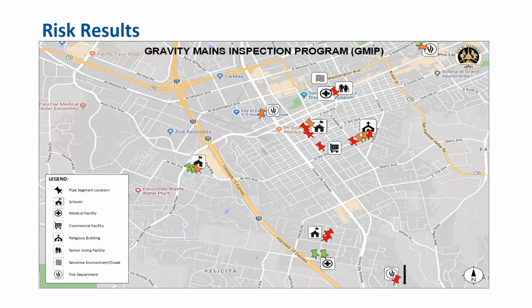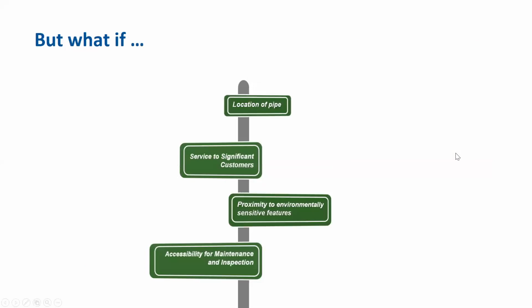So really getting closer to the end of my presentation. I try to go quick here so that I can allow some questions, but before ending this presentation, I wanted to leave you with a what-if. What if an agency has no systematic inspection of its gravity mains? What do you know about the location of your pipe, or whether it actually serves significant customers, right? How would you know that?